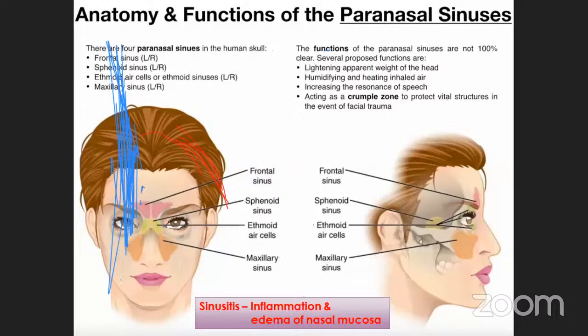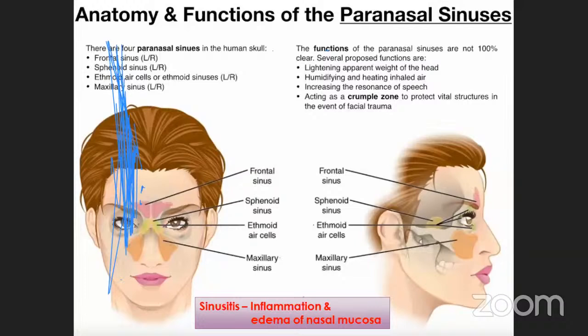Acting as vital structures, they are involved in protecting against trauma to the head, especially the facial part. It will help to protect the brain from such types of trauma. In such a way, these are important.